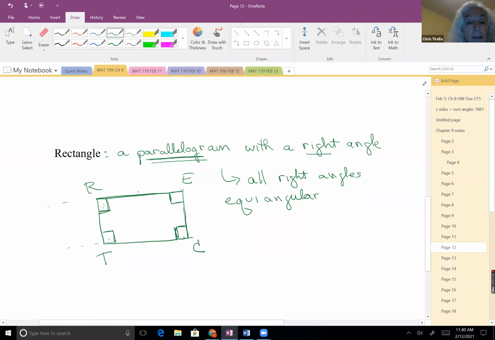And again, because it's a parallelogram, besides the angle relationships, the opposite sides are congruent. And if I go through and draw on my diagonals, if I look at this diagonal, you see the triangle that forms. And if I look at this diagonal, if we see the triangle that forms, those two triangles turn out to be the same. And that means that the diagonals are congruent.